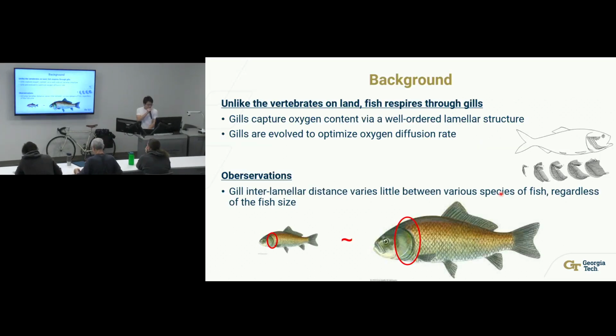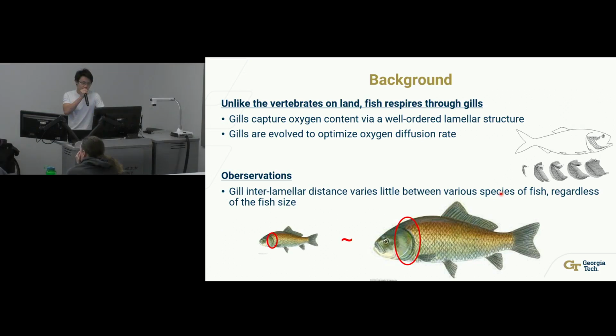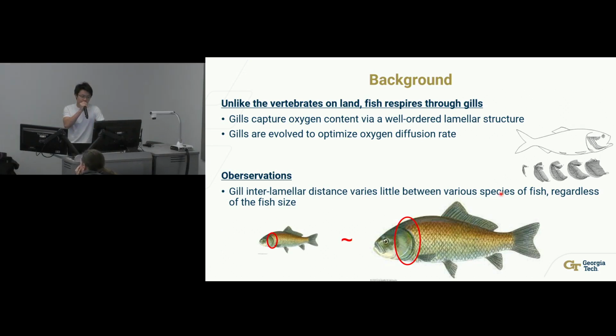And here's the background. Unlike other vertebrates on land, fish respire through the gills, and the gills capture oxygen content via a well-ordered laminar structure. And gills have evolved to optimize their oxygen diffusion rate. And here are some of the observations.